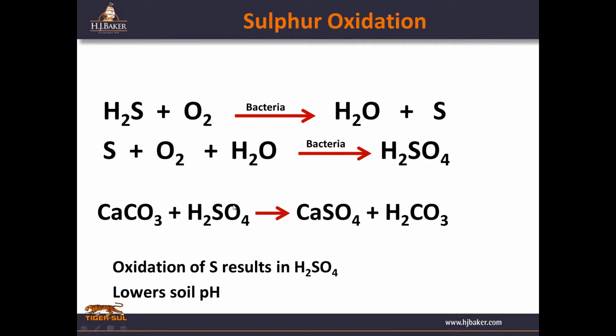The sulfuric acid then reacts with any calcium carbonate that's present in the soil, converting that to calcium sulfate plus carbonic acid. Carbonic acid is a weak acid. It will dissociate into water and carbon dioxide. Now, the important part of this oxidation process is the sulfuric acid that's produced. When this is generated and released into the soil, hydrogens are kicked off, and then we can lower the pH by adding these extra hydrogens.